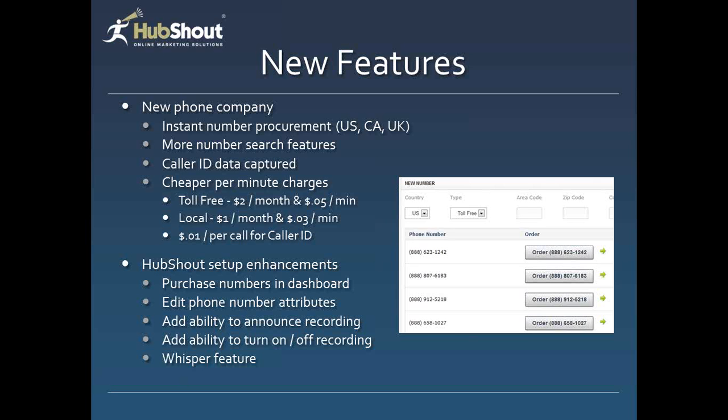The other thing that we've done, as I mentioned, is added a lot more features into the HubShout dashboard. It used to be that you requested a phone number through your account manager, and that was then provisioned through our workflow on the back end, and then ultimately the number was activated and provided to you in your dashboard. You're now going to be able to do that all yourself. You can go right into the sales tab, search for phone numbers, activate those phone numbers, and have them up and running within 10 to 15 seconds.